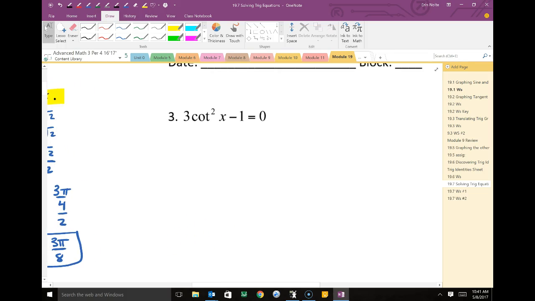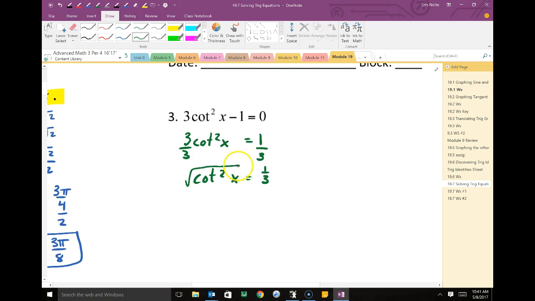Alright, so number 3, let's try this one. Everybody ready? So 3 times the cotangent squared minus 1 equals 0. So what is your first step? Add 1. Okay, then what would you do? Divide by 3. So cotangent squared is equal to 1/3. What would you do from here?